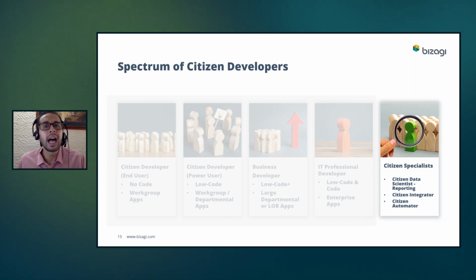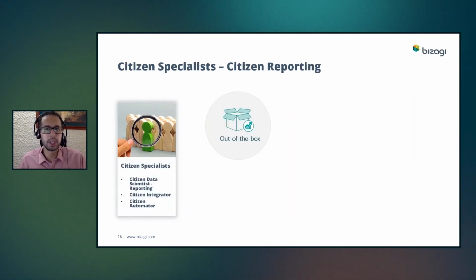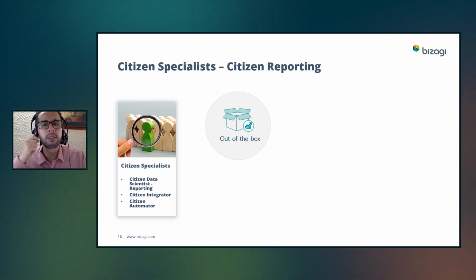So what kind of things are we going to provide in Bizagi for these kinds of users to allow them to democratize the reports? For the citizen specialist, Bizagi provides a set of reports that are ready to use. Reports that are out of the box. That means you don't have to do anything at all. These citizen specialists just need to get into the place, review the reports, and start extracting the information and the data that will be relevant to them.